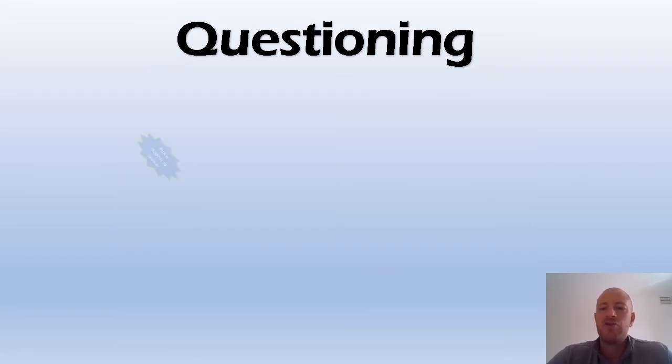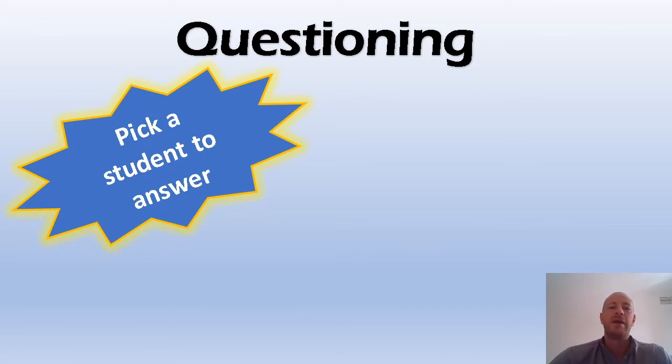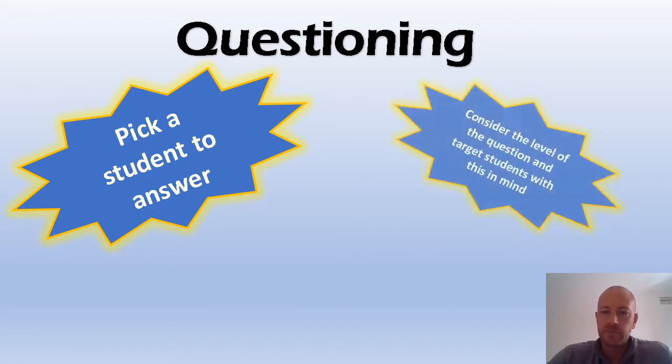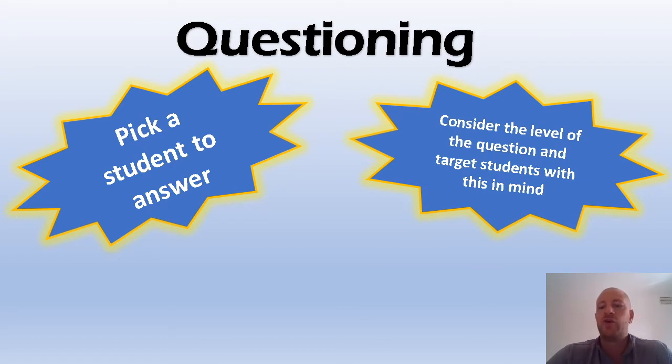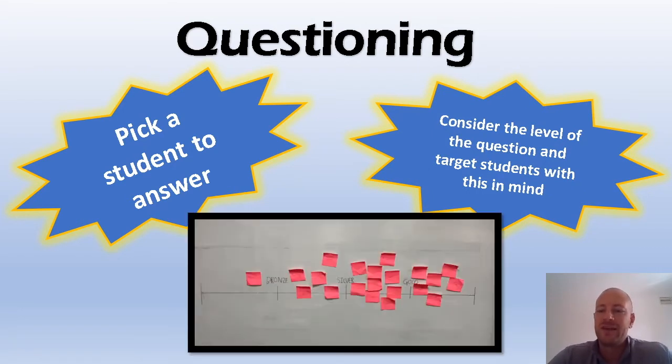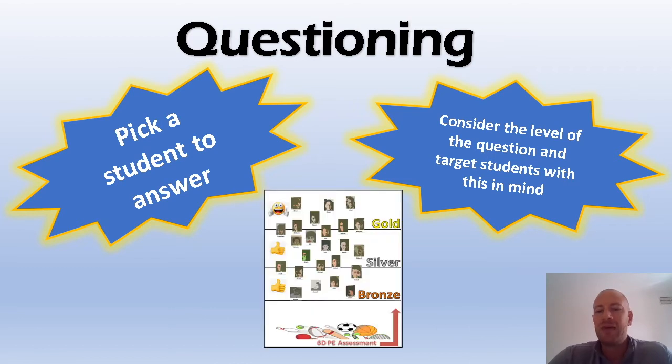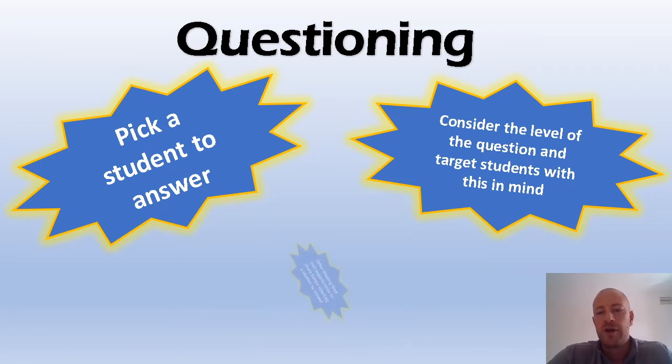Instead, go with no hands up questioning. This will mean that you pick the student to answer. Now, depending on the difficulty of the question, you can select your student with this in mind. So you might use your progress tracker within that lesson to level the question appropriately.